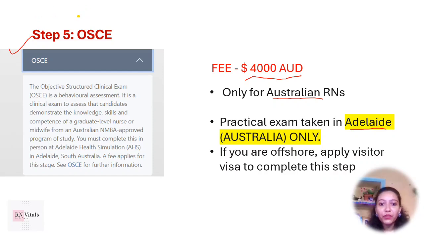So here you have, if you are offshore, which means if you're not in Australia right now, or whenever you have completed your NCLEX and you are at the step of OSCE, if you're offshore, apply for a visitor visa and complete this step, which means that you need to apply for a visitor visa after you get the eligibility letter. Basically, you will be paying the OSCE fee after completing your NCLEX, and AHPRA will be sending you an eligibility letter for OSCE. After that, you'll have to book your OSCE date. Then your visitor visa will be granted and you'll be able to ship to Australia. The next step.